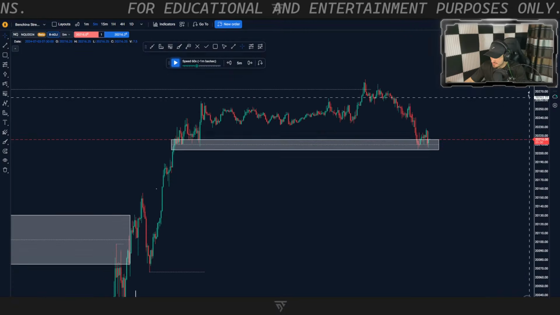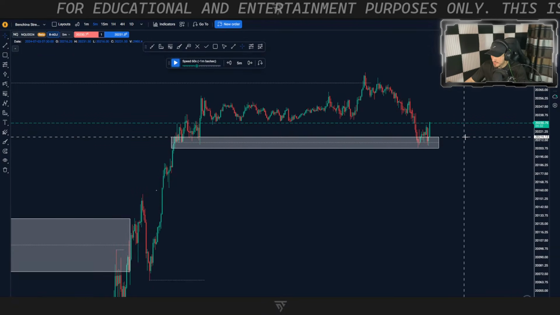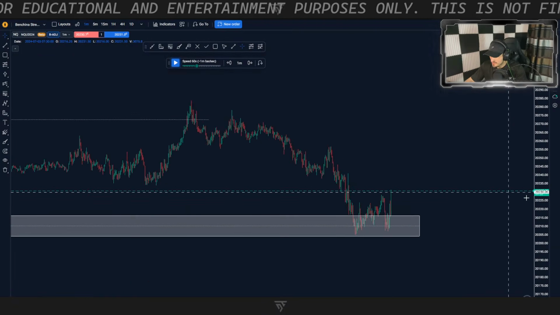But yeah, I am still expecting maybe sweep that and then go higher. So let's go to the lower time frames.